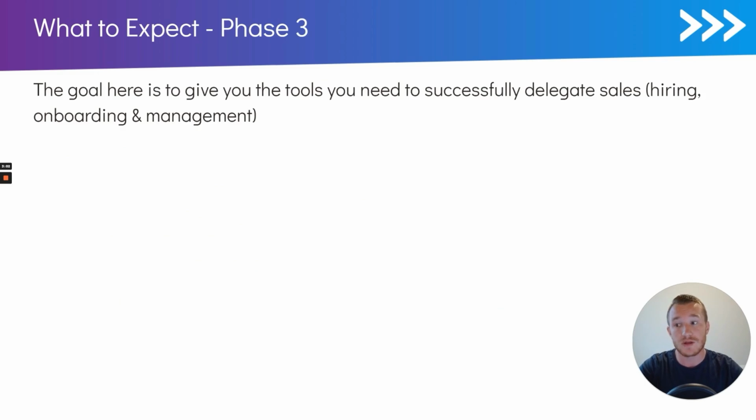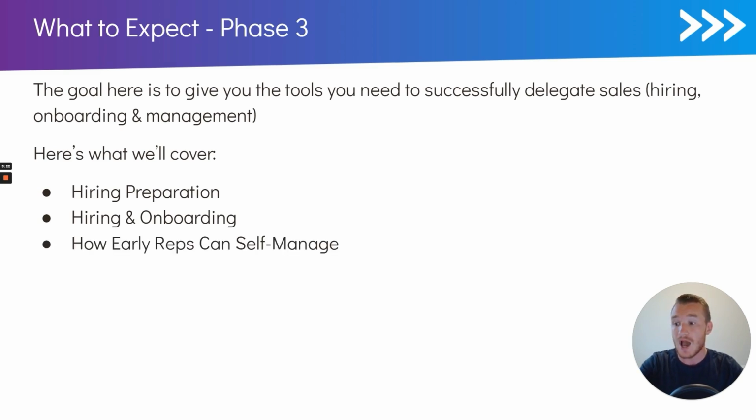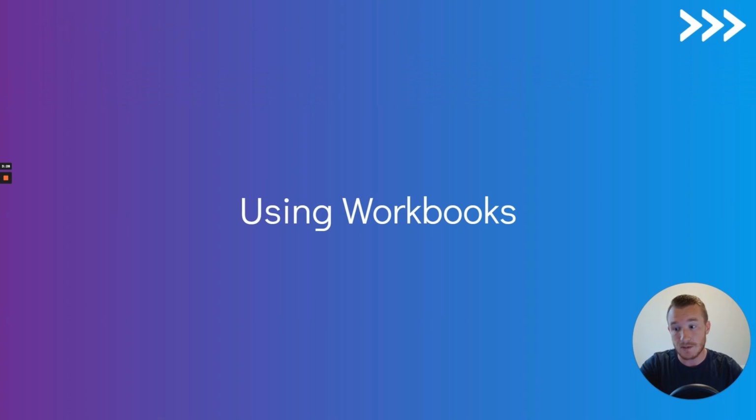And then what we'll be covering in phase 3, the goal of phase 3 is to give you the tools that you need to successfully delegate sales. So hiring, onboarding, and management. So what we'll cover is hiring preparation, everything that we need to do leading up to actually making that sales hire, hiring and onboarding. So how do we actually hire and onboard early sales reps, how early sales reps can self-manage, early sales management for the founders, and then growing your team.